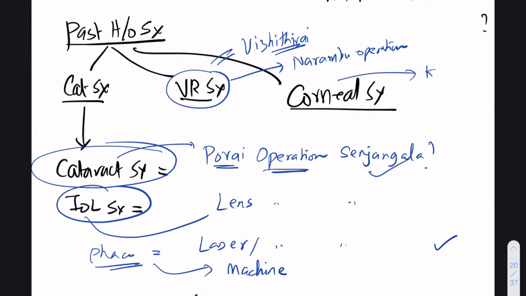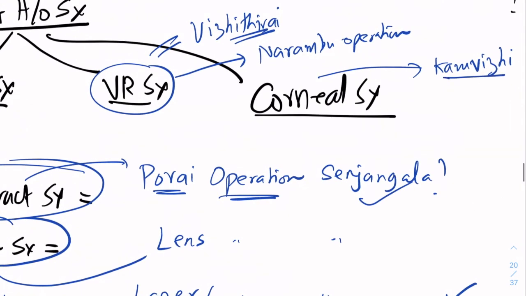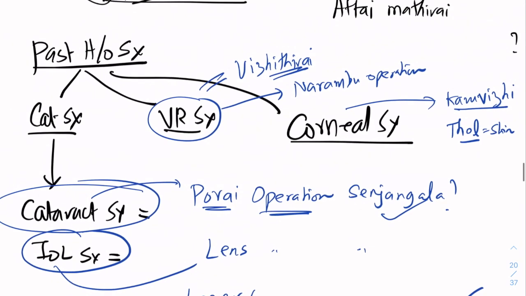Cornea means karuvili. Karuvili operation senjangala. One colloquial term for cornea is toll. Toll means skin. In rural areas, people will relate toll to the cornea, since it is the most superficial layer. So people say toll operation senjangala.